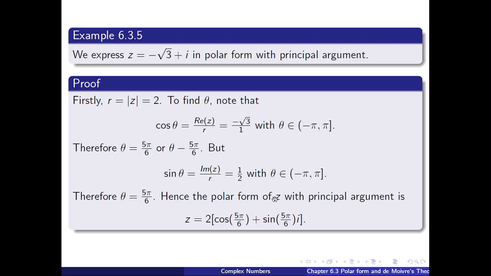So hence the polar form of z with principal argument is z equal to 2 times cos 5 pi over 6 plus sine 5 pi over 6 i, right? So that's our example.